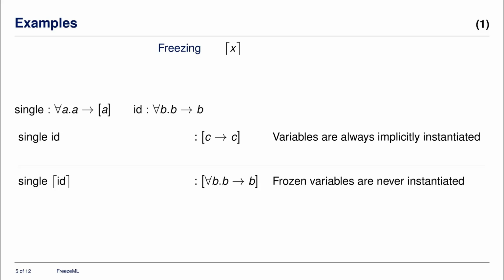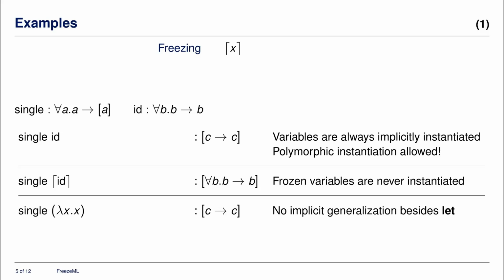If we freeze a variable, it is not instantiated, so single apply to frozen ID will preserve the polymorphism of ID. And then we get list of for all b to b. So this means in FreezeML this decision of whether to instantiate or not is left to the programmer, rather than the type system having some heuristic built in for that. One thing to mention is that of course single is still implicitly instantiated here, but the interesting point is that we instantiate the a in single's type polymorphically with for all b to b. So the implicit instantiation of variables that I mentioned earlier is always allowed to instantiate polymorphically. And of course, that isn't the case in ML.